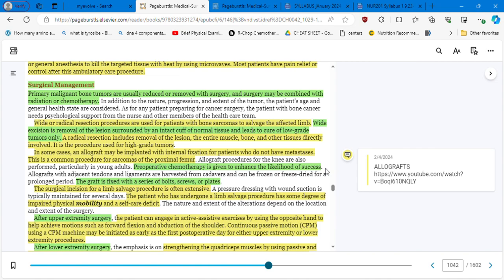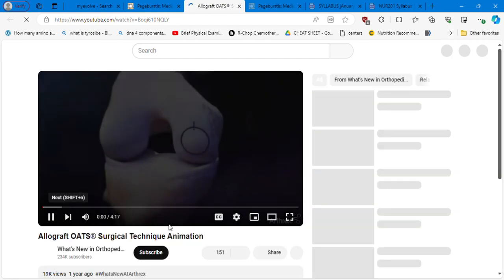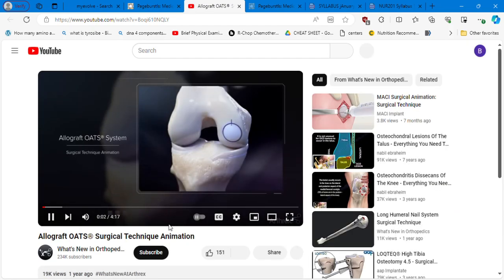So there is a video talking about allograft that I want you to see, because it's unbelievable how they are able to replace a piece of bone with such perfection. This is to have an idea, right?